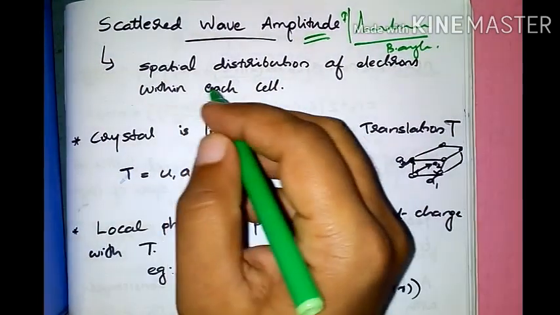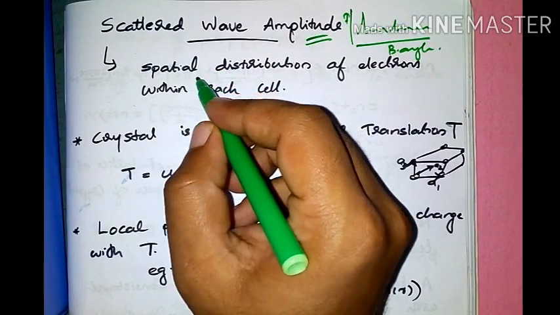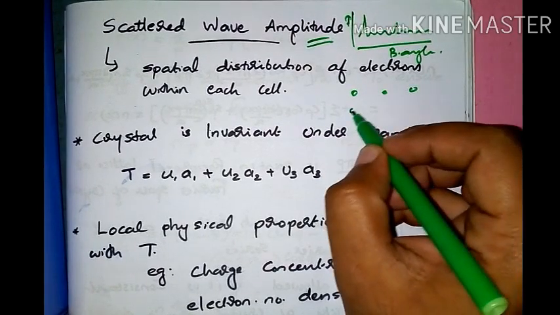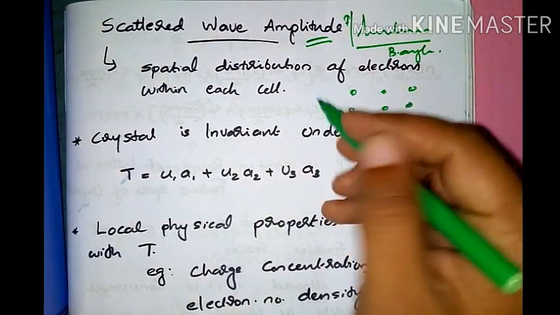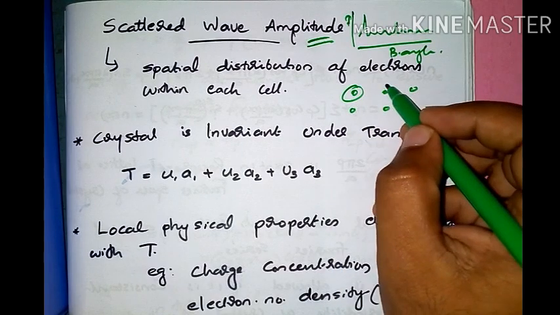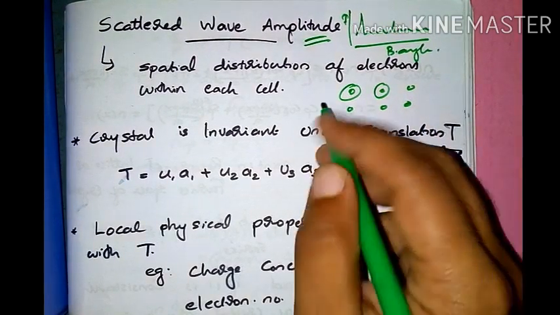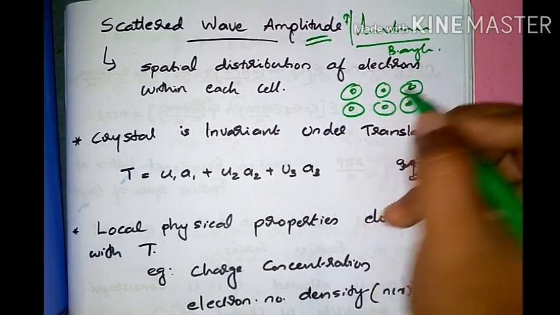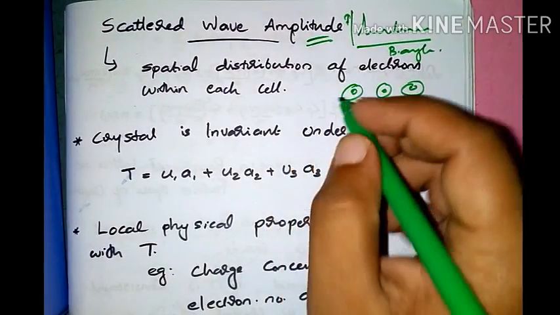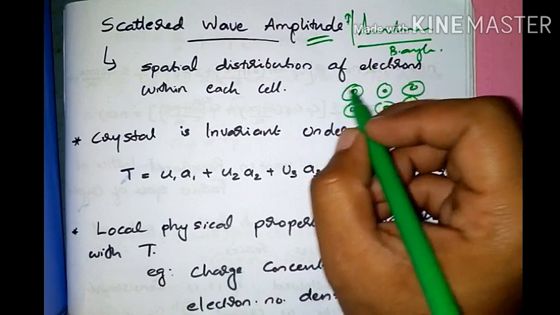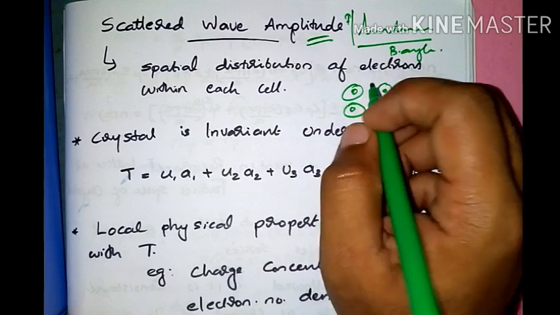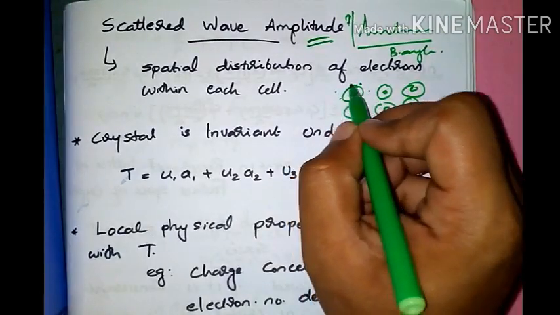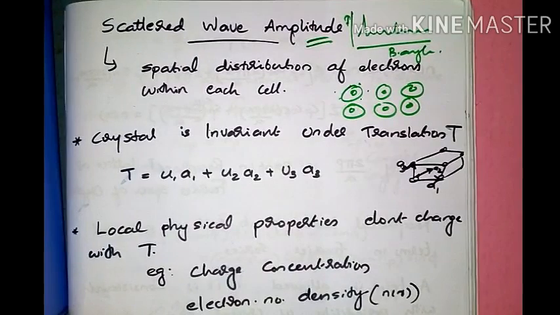Now the scattered wave amplitude depends on the spatial distribution of electrons within each cell. In a lattice, and a lattice is imaginary points, we have different kinds of atoms or molecules placed in these lattice points that makes it a crystal lattice, and each of these molecules will have an electron cloud around them, and the scattered wave amplitude will be dependent on that electron cloud present around each lattice point.